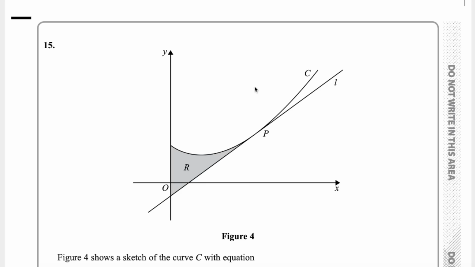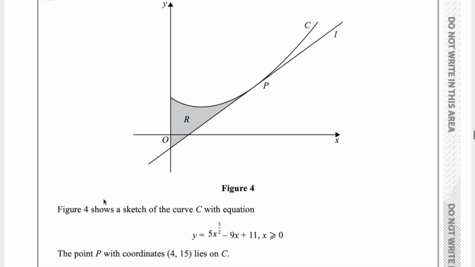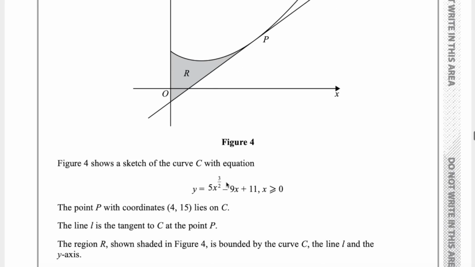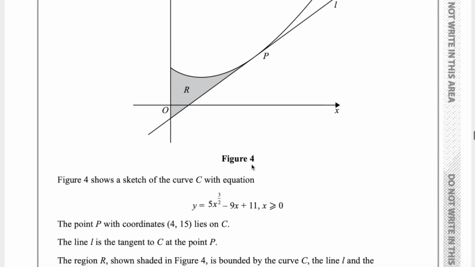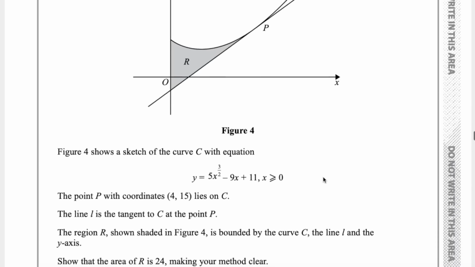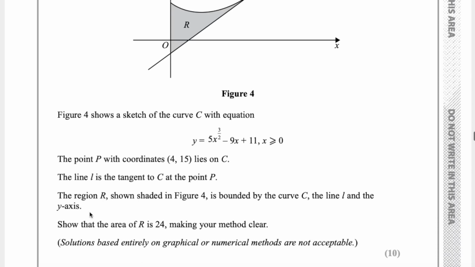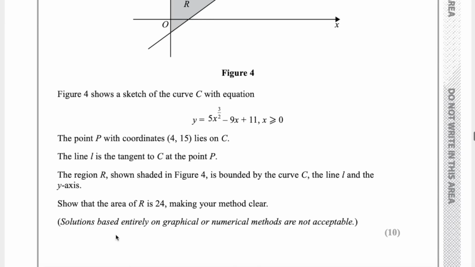Question 15 gives us a graph, and it says figure 4 shows a sketch of the curve C with equation y equals 5x to the power 3 on 2 minus 9x plus 11, where x is greater than 0. The point P with coordinates 4, 15 lies on C. The line L is the tangent to C at the point P. The region R, shown shaded in figure 4, is bounded by the curve C, the line L, and the y-axis. Show that the area of R is 24, making your method clear. Then it says solutions based entirely on graphical or numerical methods are not acceptable. So that's pretty much saying you need to use integration to get to your answer for this question.